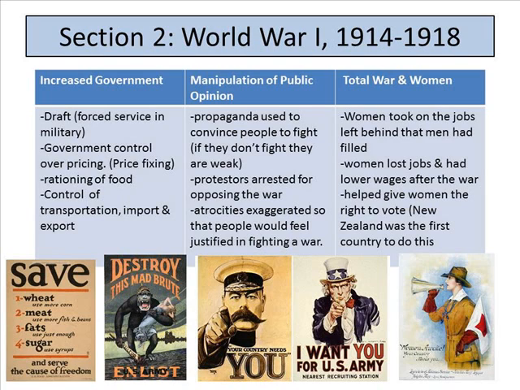Propaganda was used to convince people to fight, to save food, you could see below there, or to hate the enemy. Protesters were arrested for opposing the war, and atrocities were exaggerated so that people would feel justified in killing other people. Total war and women: women took on jobs left behind that men had filled. Previous to this, women lost jobs and had lower wages after the war, but it did help give them the new right to vote, and New Zealand was the first country to allow women to vote.